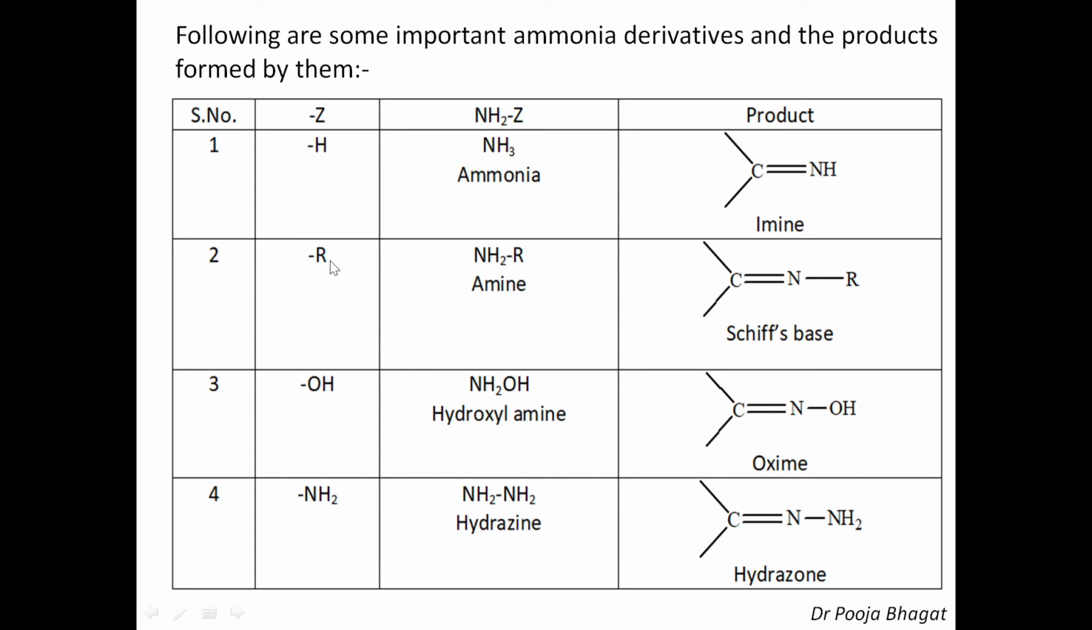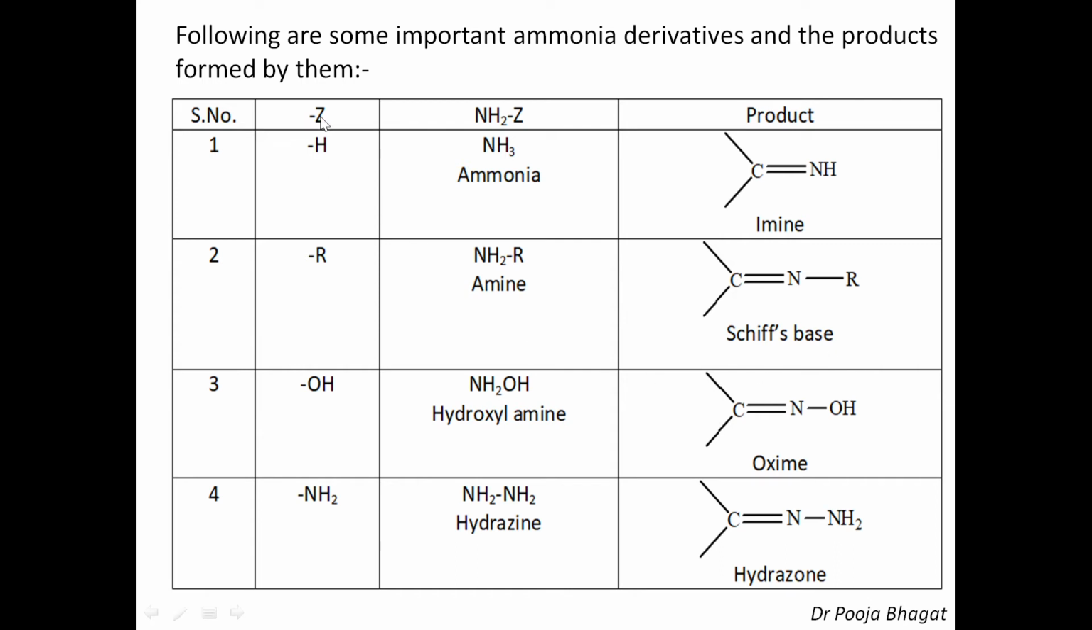Now, if Z is R, then NH2Z will be NH2R, that is RNH2. What is RNH2? Primary amines. So if the reagent is a primary amine, then what will you get? The two hydrogens will go out, so C double bond N and R. These are called Schiff's bases. So you can change the value of R. R can be methyl, ethyl, propyl, and so on. So you get the Schiff's base accordingly.